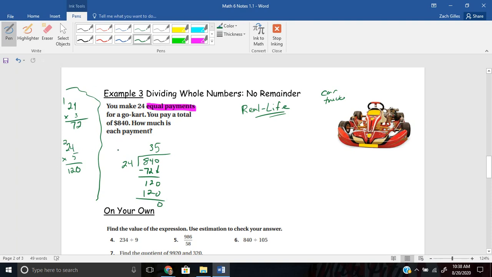All right. So how much is each payment? Each payment is $35. Notice how I boxed my answer to kind of make it pop. I hope that you start doing that in some of your homework practice too, so you can easily find that.